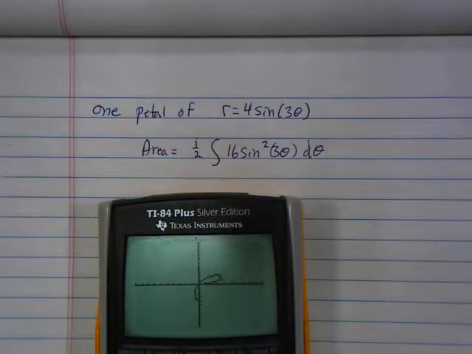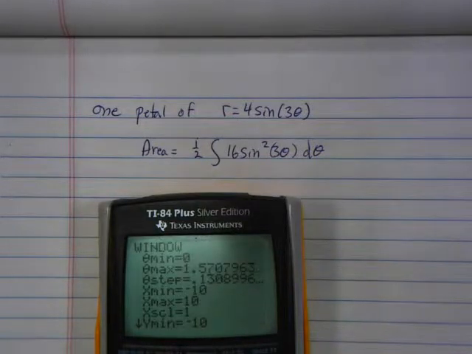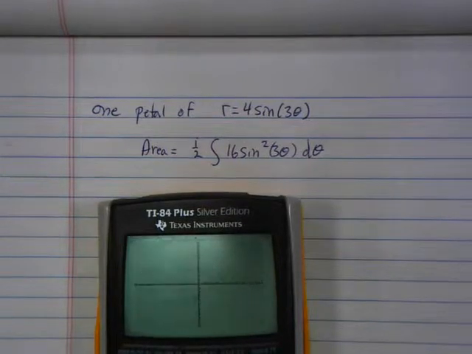If I go 0 to pi over 2, it draws more than one petal. So pi thirds. 0 to pi over 3. That does look like it draws one complete petal. All right, so how do I figure that out without just pushing buttons on my calculator and guessing and hoping that eventually I get the right answer?